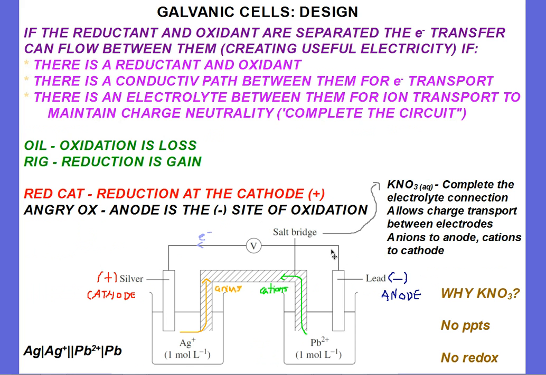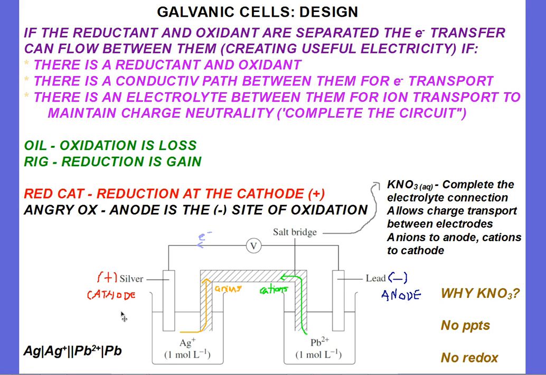But you need to have a reductant and oxidant, which means you need two different electrodes. You need a conductive path between them for electron transport, and there needs to be an electrolyte between them for ion transport to maintain charge neutrality or just complete the circuit. And don't forget the sayings: OIL RIG, oxidation is loss and reduction is gain. RED CAT, reduction occurs at the cathode, which is the positive electrode, and AN OX, anode is the negative or angry side of oxidation. So here's a typical galvanic cell.